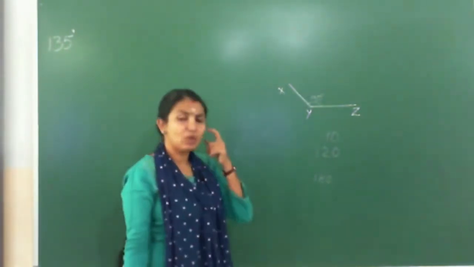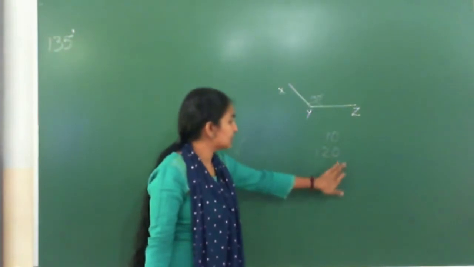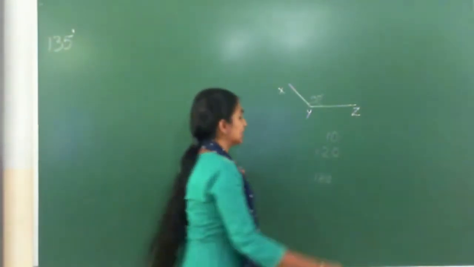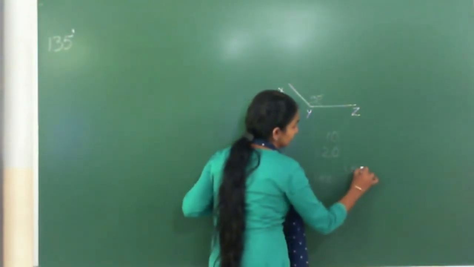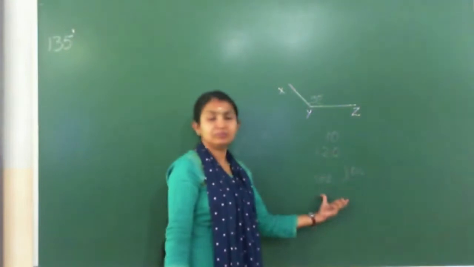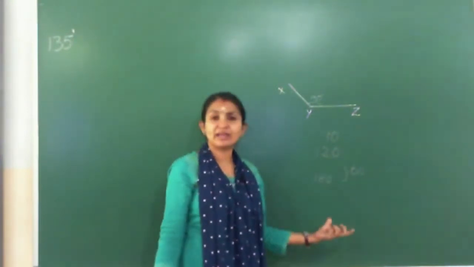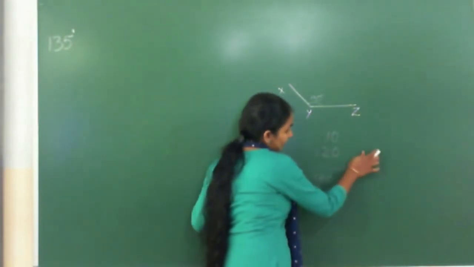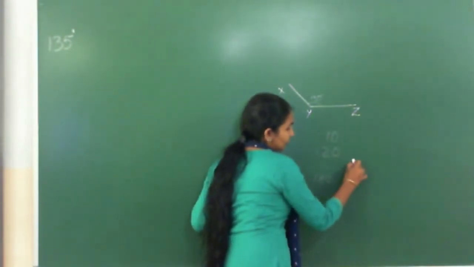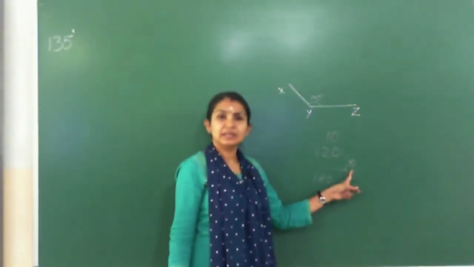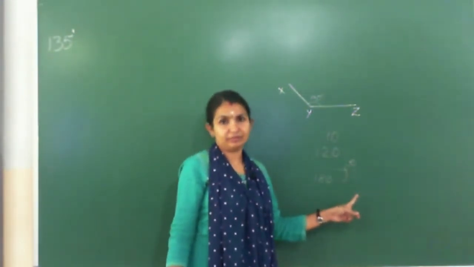So 120 and 180, this gap means 60 degree, right? The difference is 60 degree. When we think of bisecting 120 and 180, what will we get? We will get 30 degree. So this much will be 30 degree. So 120 plus 30, 150 we got.